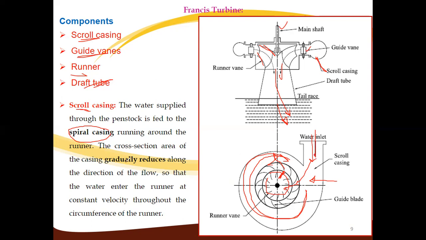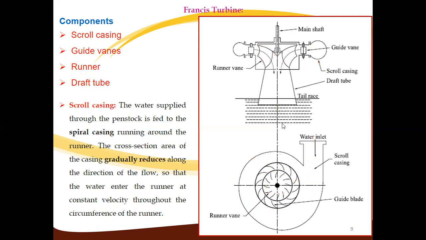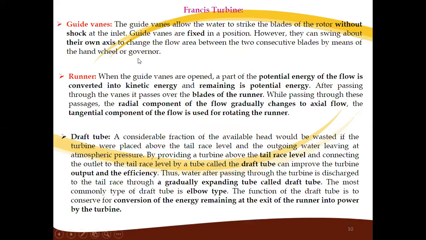The cross-sectional area of the casing gradually reduces along the direction of flow so that the water enters the runner at constant velocity throughout the circumference of the runner. So this is the function of the scroll casing. Next are the guide vanes.